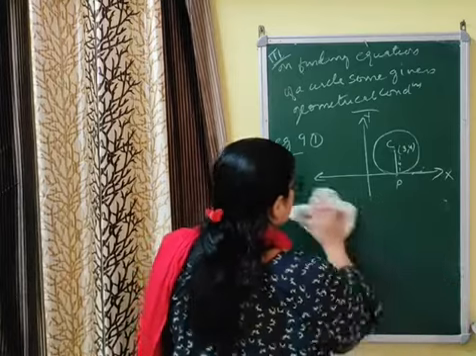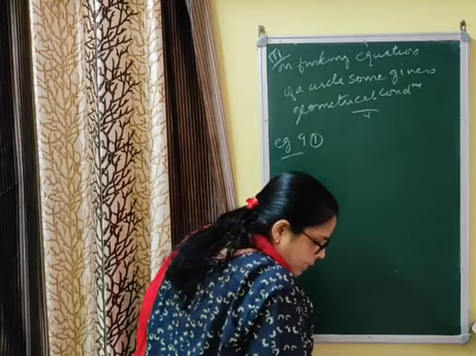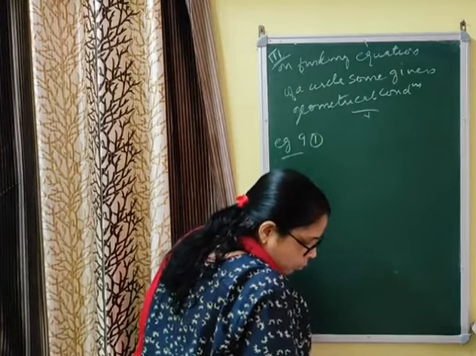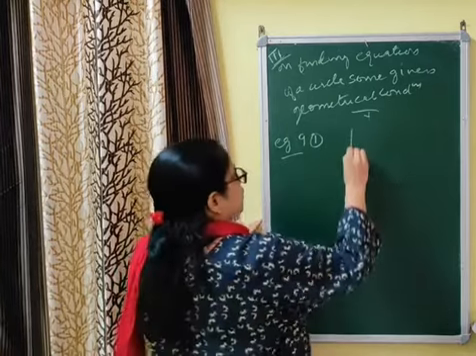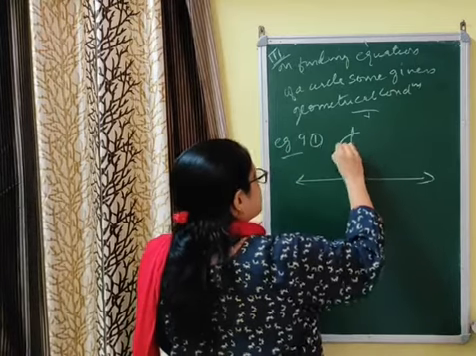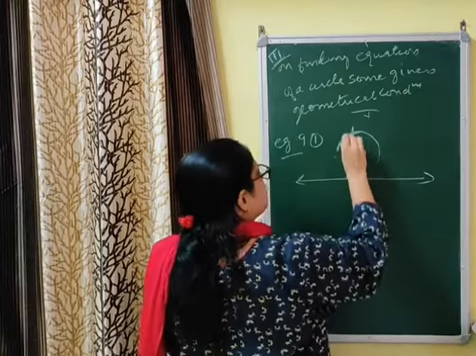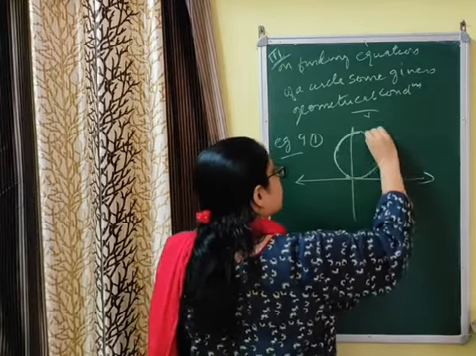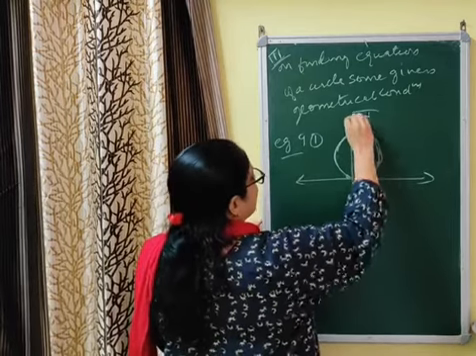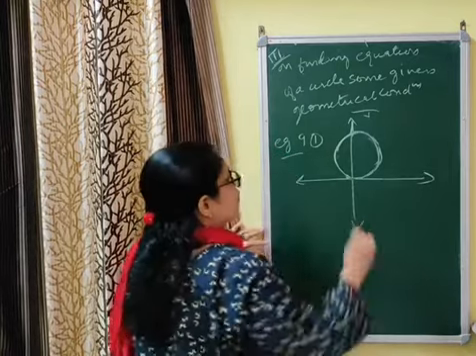Now what is the second case? You can also go through RD, you watch my video. The second condition is that the circle touches the x-axis at the origin and whose radius is 5 units. In the next part, the circle is touching the x-axis at the origin, and the radius is 5 units.